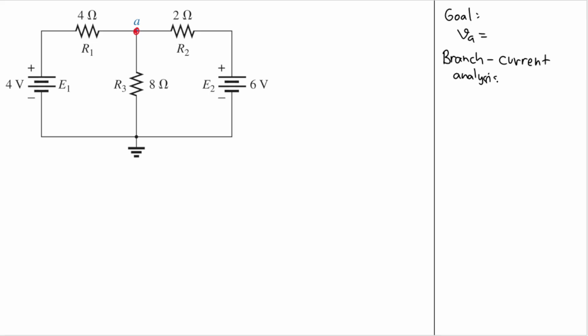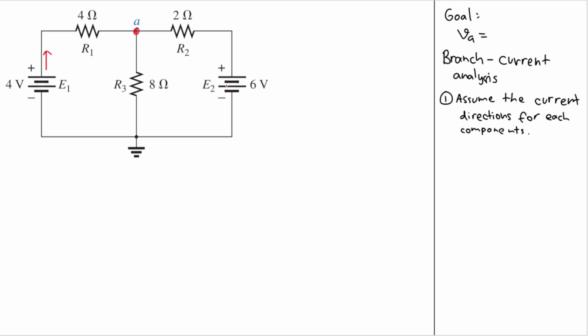The first thing that we need to do is to assume the current directions for each component. We have 2 batteries and 3 resistors, so we have 5 components. And let's see what we can get from here. I assume the 4-volt battery is giving current to the circuit, so I will assume it goes up like this.